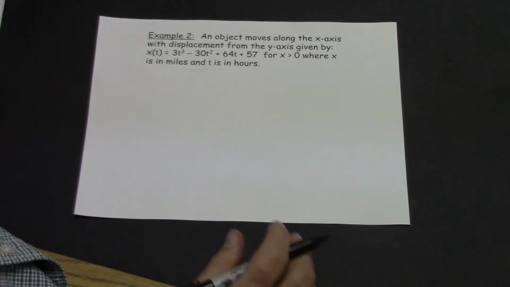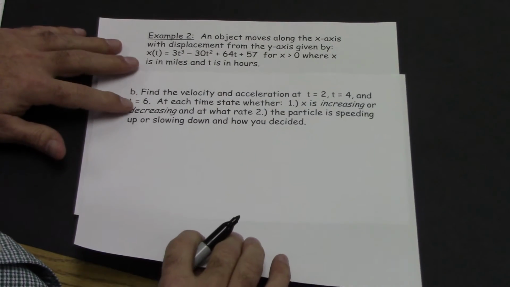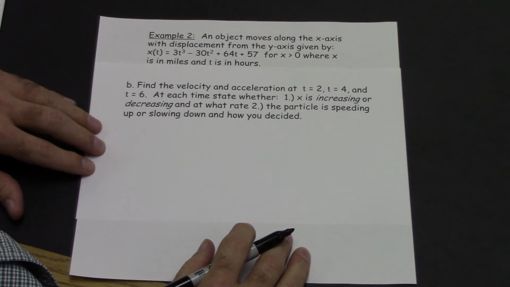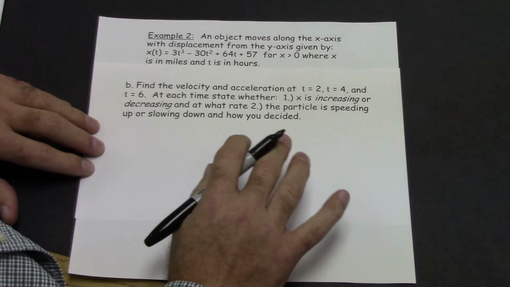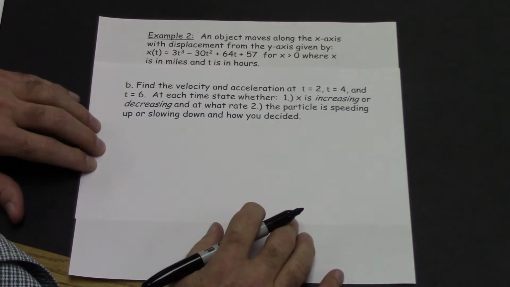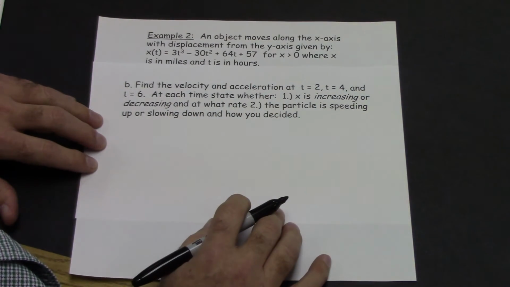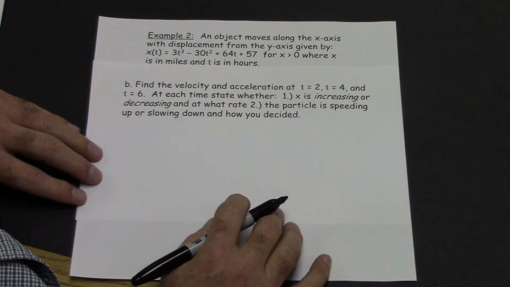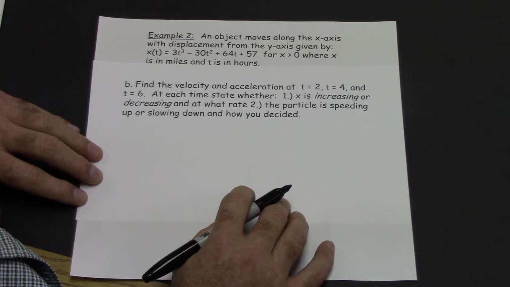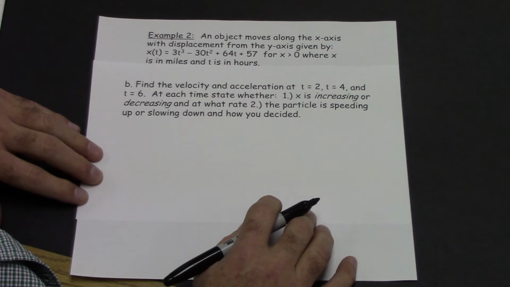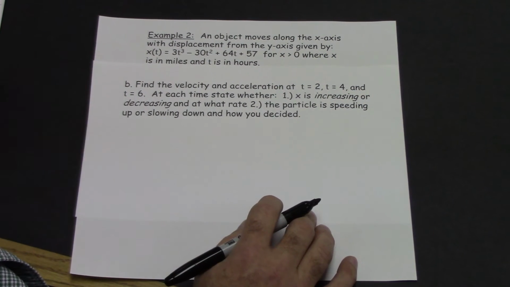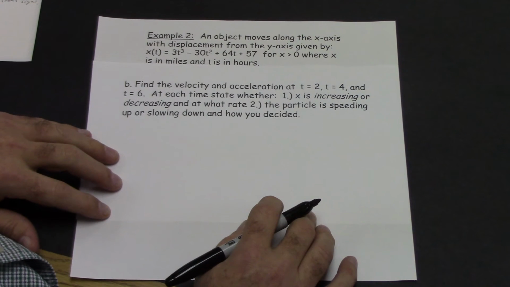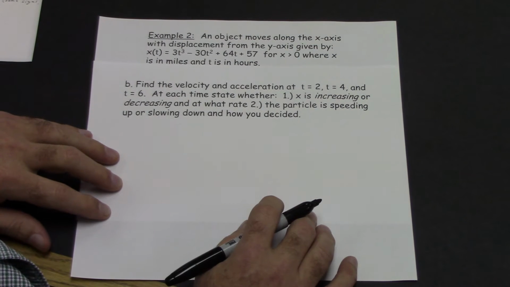Take a look at problem B now. Part B says we're going to find the velocity and acceleration at 2 hours, 4 hours, and 6 hours. At each time we're going to state whether x is increasing or decreasing, and at what rate, and whether the particle is speeding up or slowing down. We're going to have to use our velocity and our acceleration functions that we just wrote in part A to answer this question.